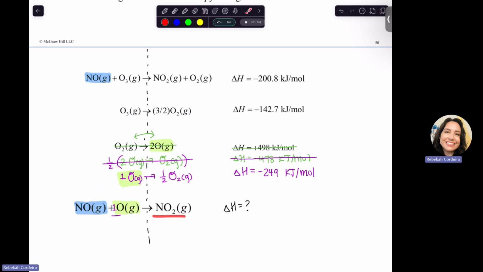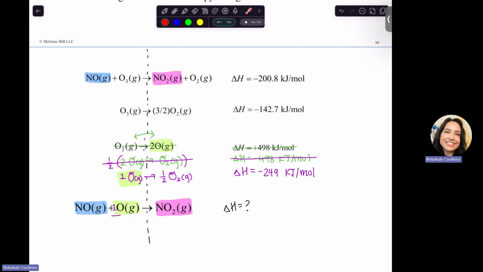Next is the NO2. I need that to be on the right side. And I look up here and I have it already on the right side, and I need one of them and I have one of them. So that's not going to be a problem. That's already on the right side. However, look at all this extra stuff I have. I have O3s and O2s. I got to get rid of all those.